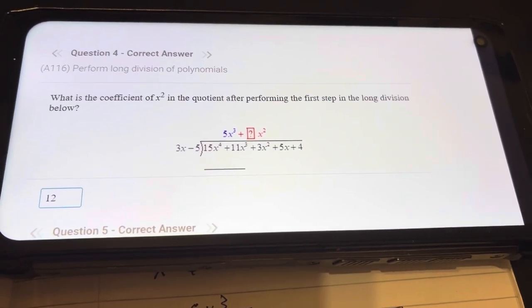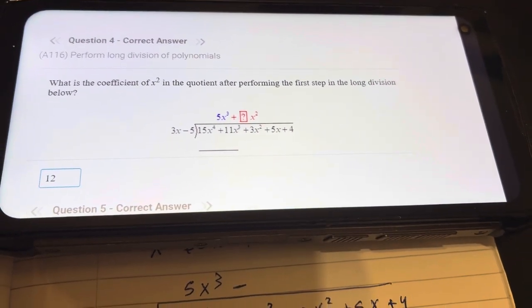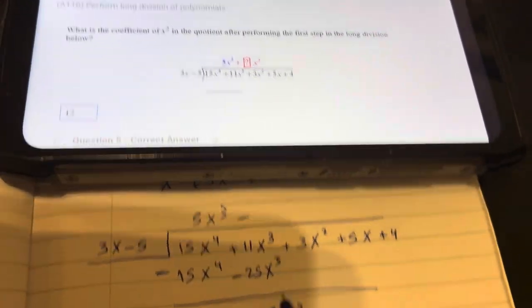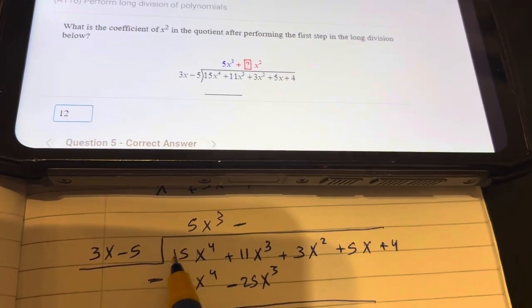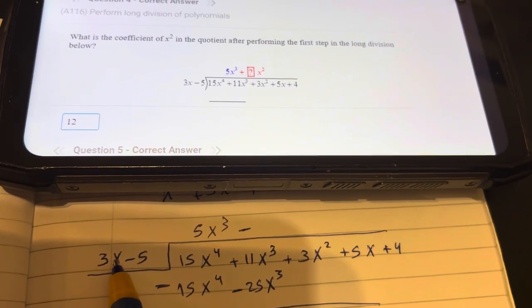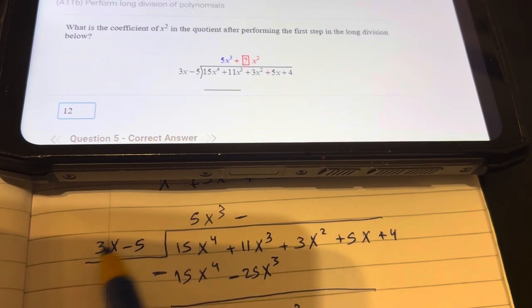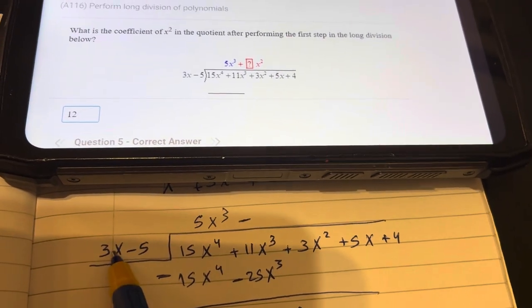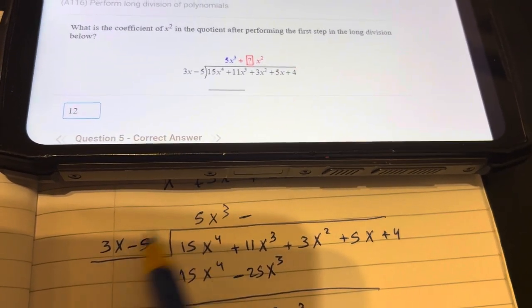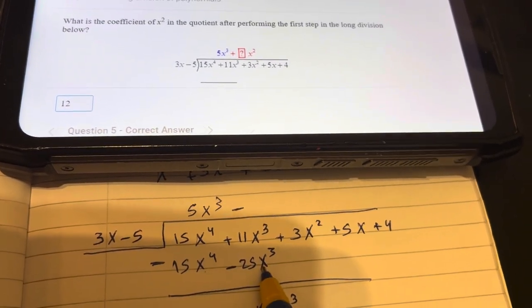Question 4, what is the coefficient of x squared in the quotient after performing the first step? This is long division, so I will just use the normal method. 15 divided by 3 is 5. X to the power of 4 divided by x cubed. So I will multiply this times this. 5 times 3 is 15. X cubed times x is x to the power of 4. 5 times minus 5 is minus 25x cubed.